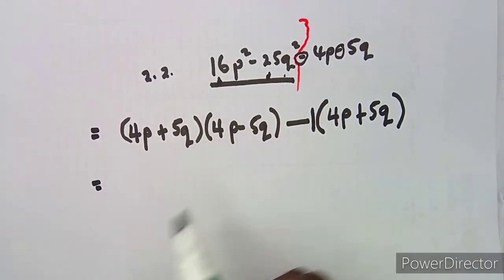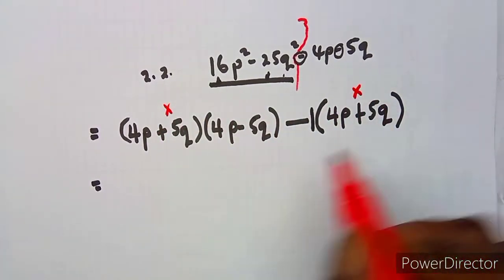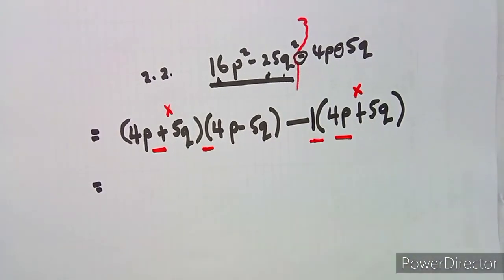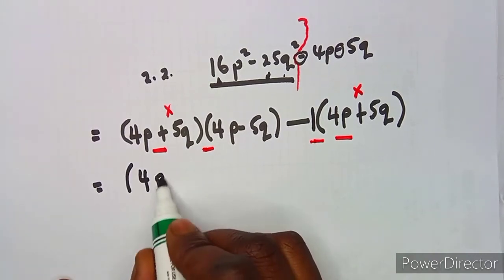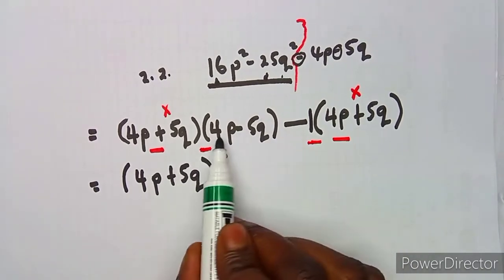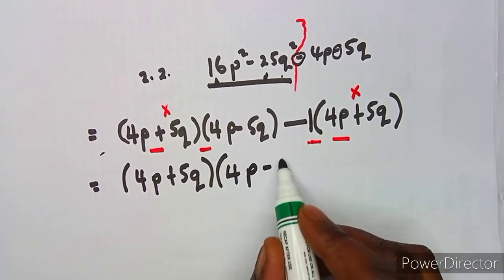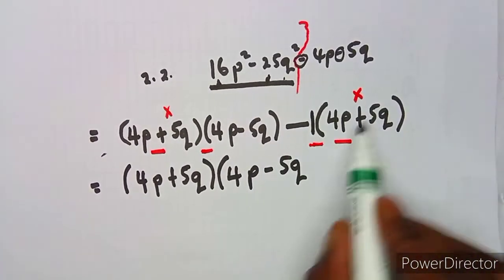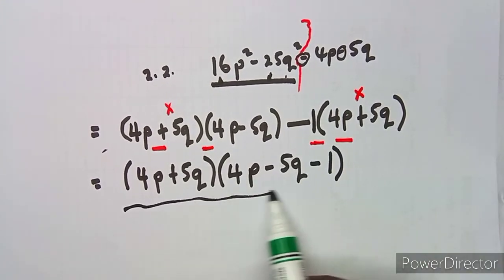Now at this stage, we're going to see that these 2 brackets are the same, this bracket here and this bracket. So we can factor out this bracket because we've got 2 terms here and 2 terms here. So I want you to see what is going to happen if we factor out this bracket of 4p plus 5q, the one that is common. You are going to be left with this part here. When you remove this bracket, you're going to be left with 4p minus 5q, like this. When you factor this out, you're going to be left with minus 1, like this. So that is what you're going to remain with.